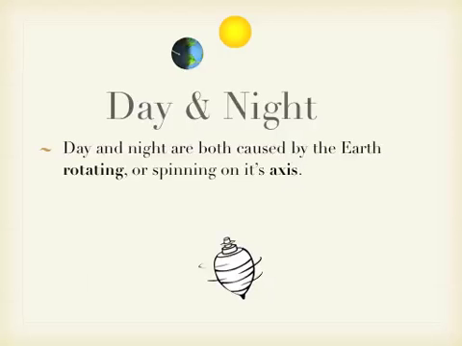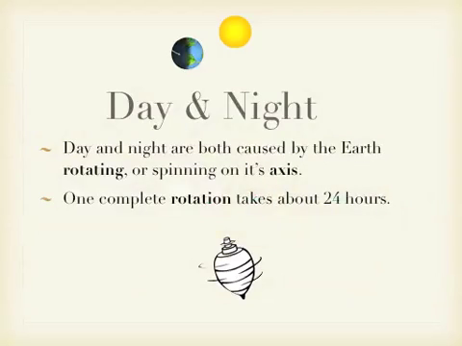And so as the Earth rotates, the part of Earth that's facing the Sun changes. One complete rotation about the imaginary axis takes 24 hours, and so that's why a day is 24 hours. The amount of daylight we receive changes, as you know.